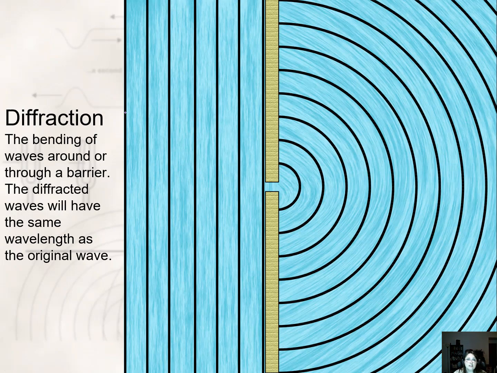So, diffraction is the bending of a wave around or through a barrier. The diffracted wave will have the same wavelength as the original wave. So, when you look at diagrams like this, this is a crest, and this is a crest, and this is one wavelength. It depends on the picture, but there'll usually be a key. Sometimes this is a trough and a trough, but the point is that from one solid line to the next, that is a wavelength. And if you notice, the wavelength stays the same as it goes through this barrier.